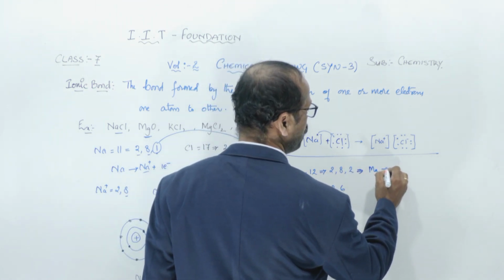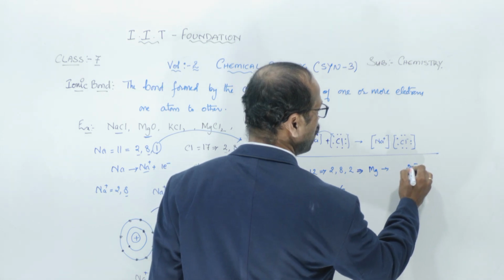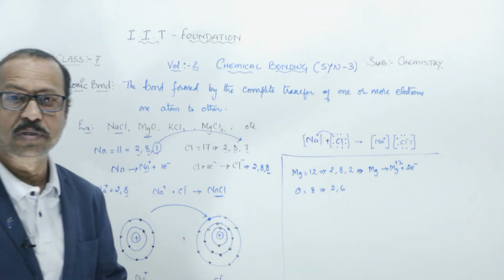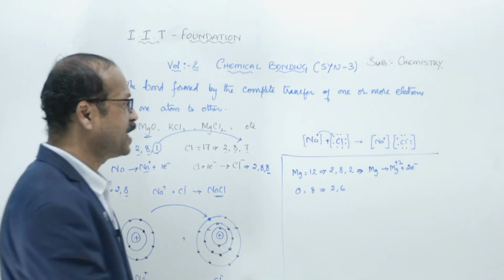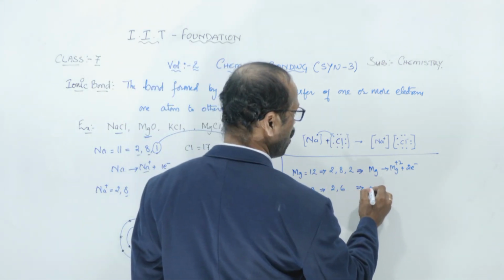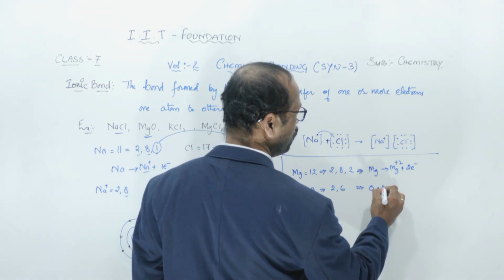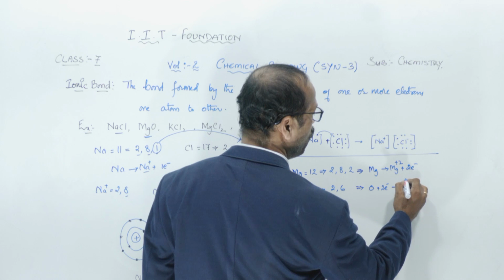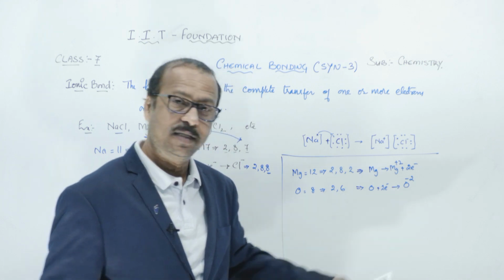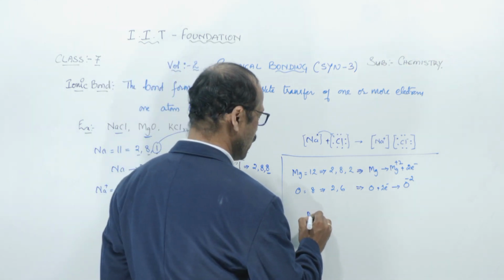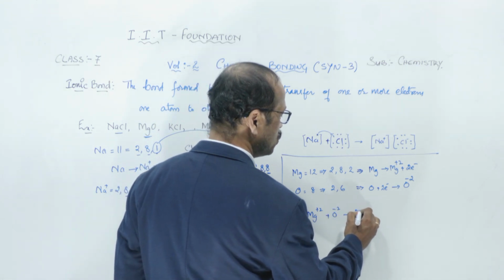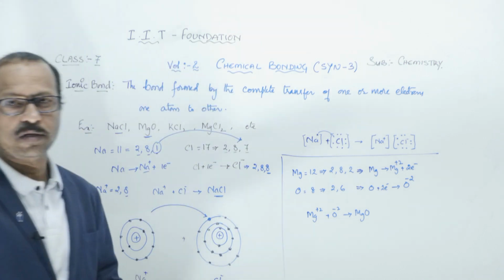Magnesium loses 2 electrons to form Mg plus 2. Because it's losing 2 electrons, it attains a positive charge, plus 2. Now these 2 electrons are taken by the oxygen. So this oxygen gains these 2 electrons, and it becomes O minus 2. So this is positive charge, this is negative charge. Now these both will combine. Mg plus 2 and O minus 2 give rise to MgO, magnesium oxide.